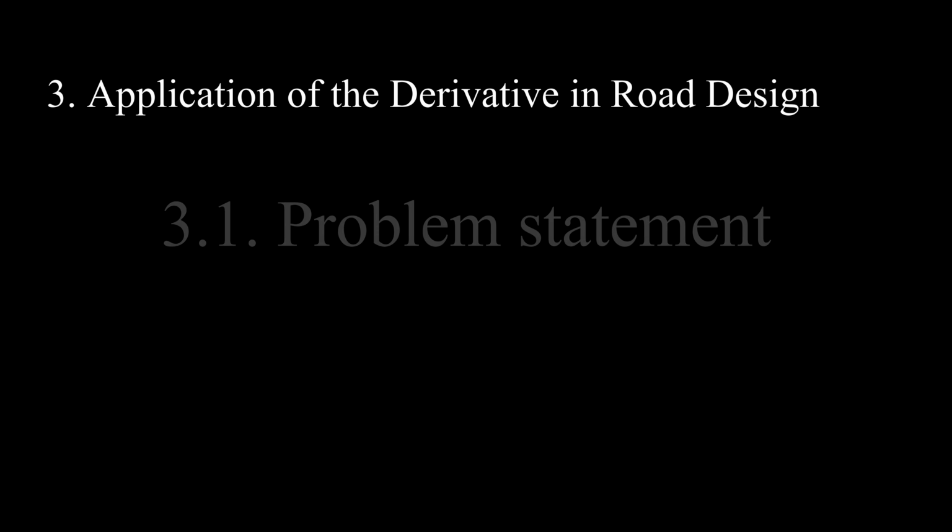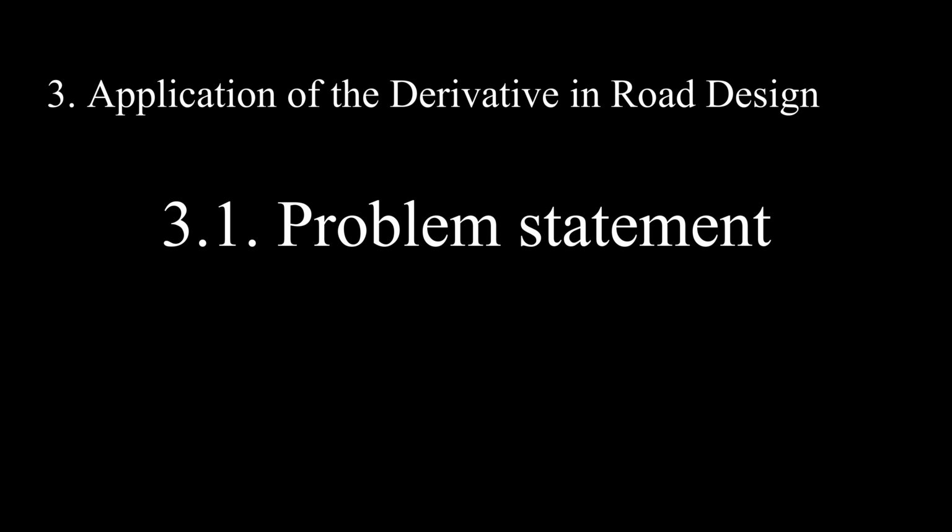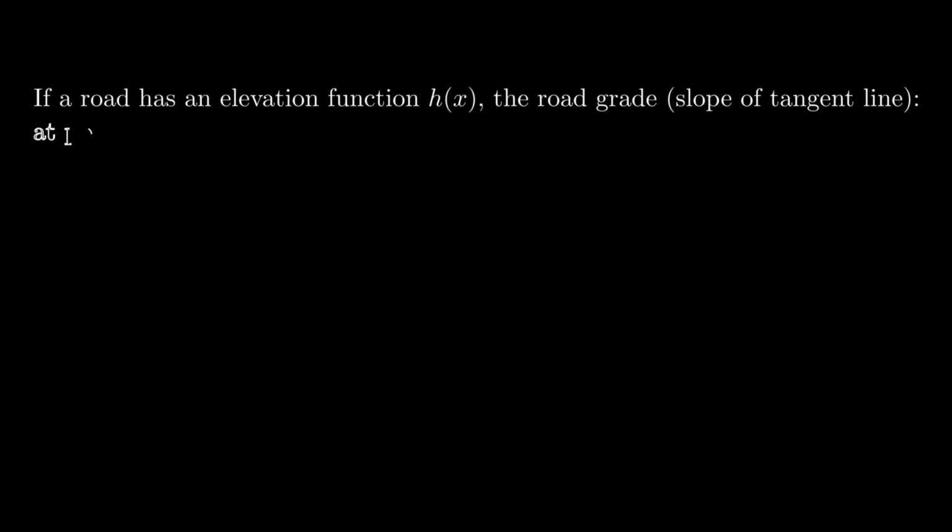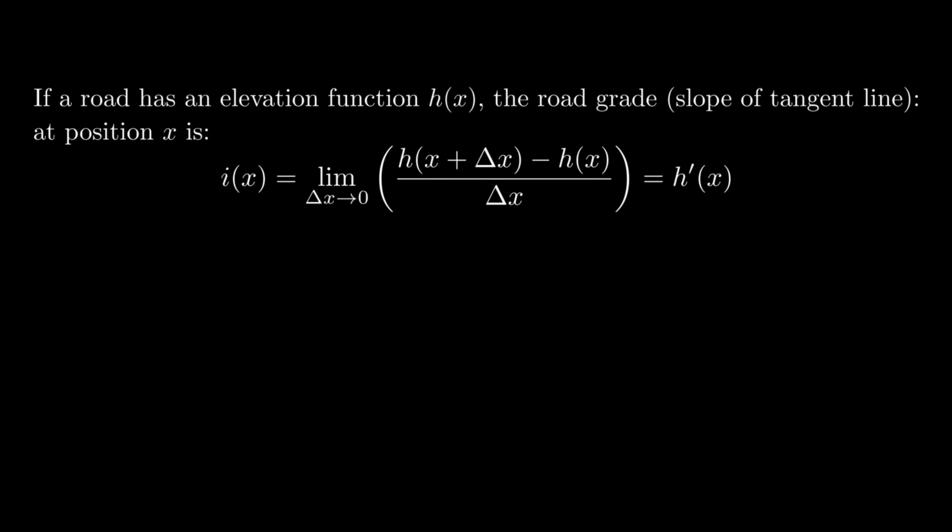We move to the last part, application of the derivative in road design. If a road has an elevation function h(x), the road grade, or the slope of the tangent line at position x, is the limit of delta y divided by delta x when delta x nears 0, where i(x) greater than 0 is an uphill slope, smaller than 0 is a downhill slope, and equal to 0 is a flat road.